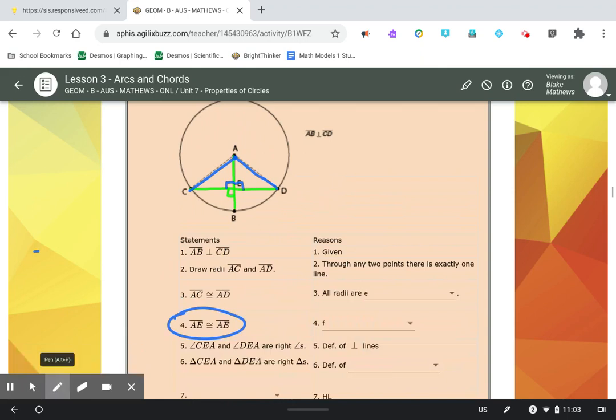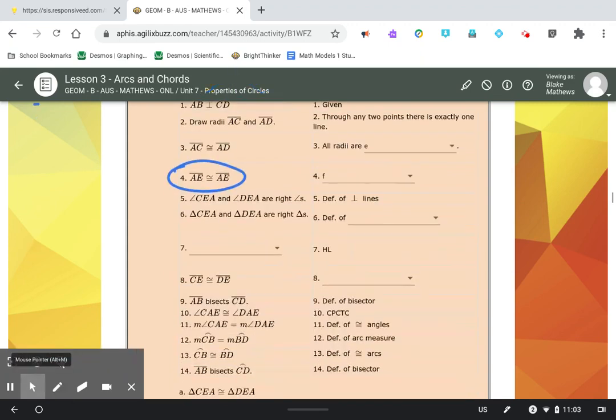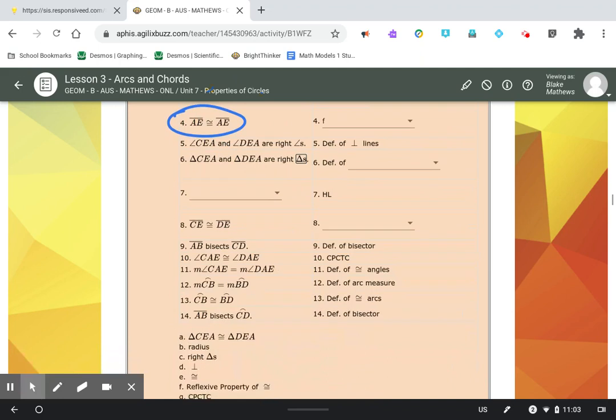Therefore, ACE and CEA and DEA are right triangles. That's the definition of right triangles, and it's always going to be whatever it says here. There it is. Answer choice C.